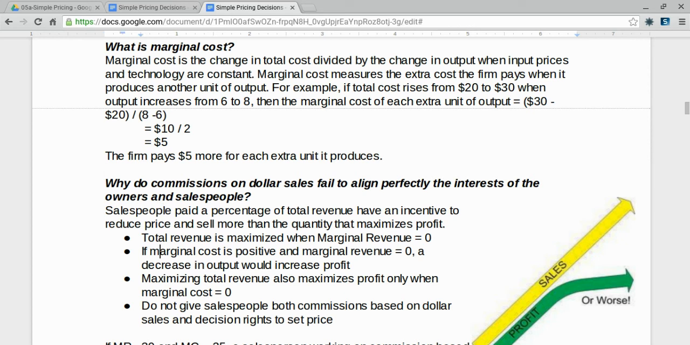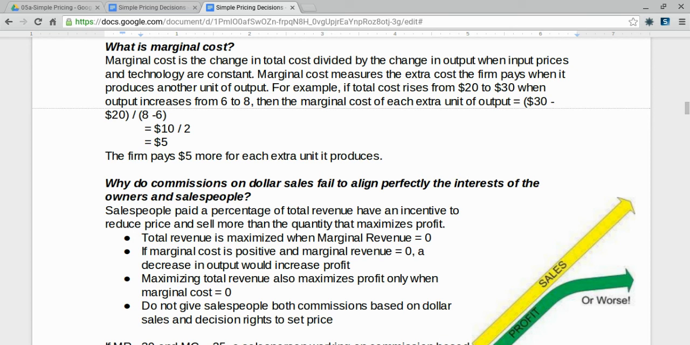One implication of this analysis is that commissions based on dollar sales fail to align perfectly the interest of the owners and salespeople. Salespeople paid a percentage of total revenue have an incentive to reduce price and sell more than the quantity that maximizes profit.